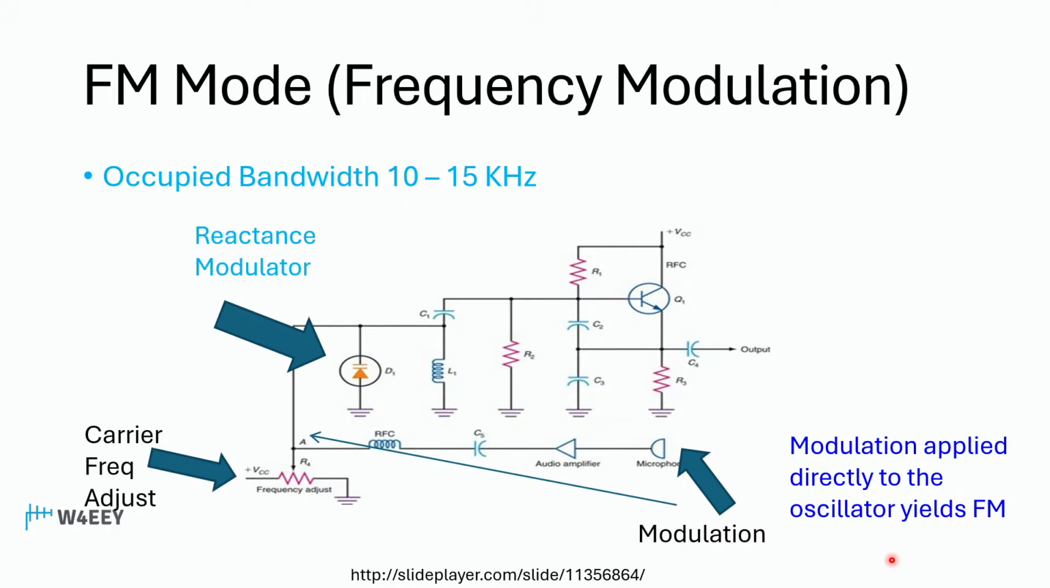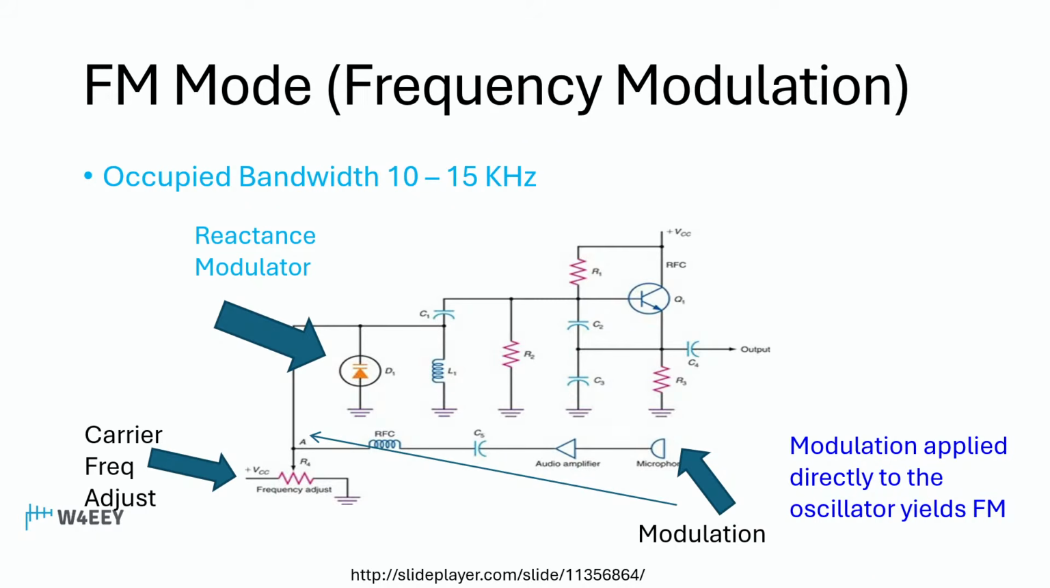When you directly apply modulation to an oscillator, also known as a reactance modulator in this case, that you will get FM. And the standard bandwidth for an FM signal is between 10 and 15 kilohertz for ham radio communications purposes.